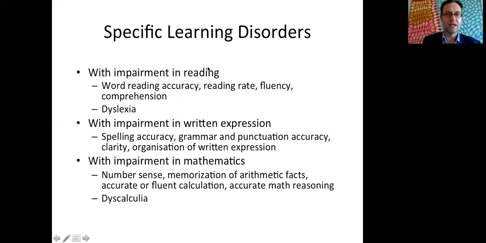And just out of interest, people often hear and use the word dyslexia, and many people think dyslexia is associated with lots of different things. But strictly speaking, dyslexia really just means an inability or an impairment in reading. So from a practical diagnostic point of view, that's what we mean. And so specific learning disorders are reading, writing, mathematics.